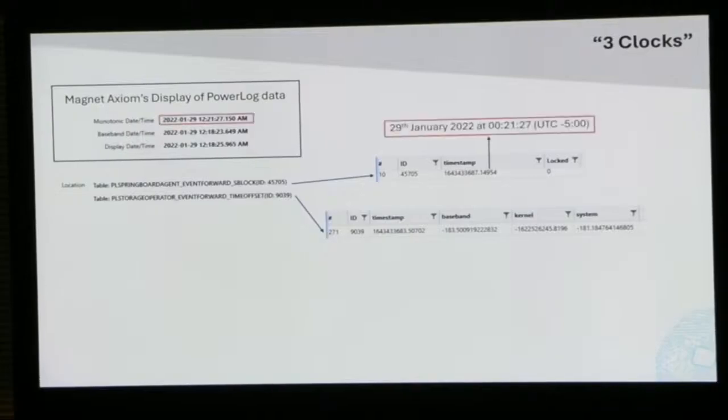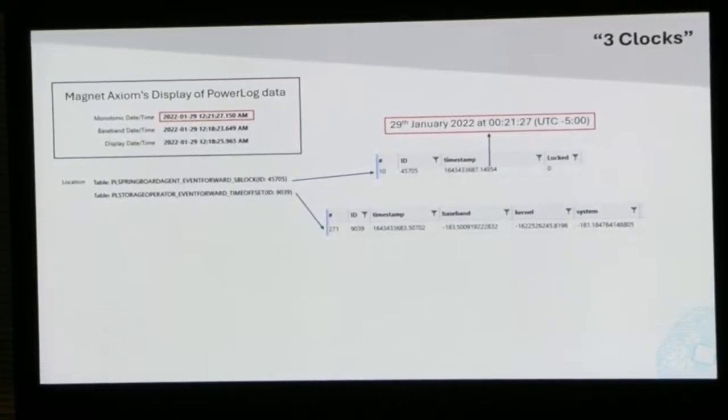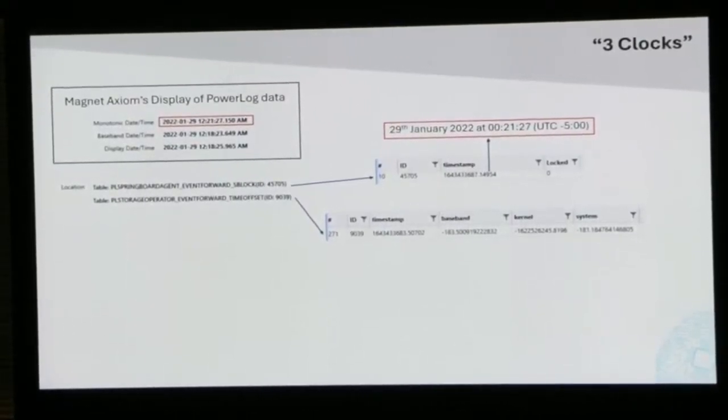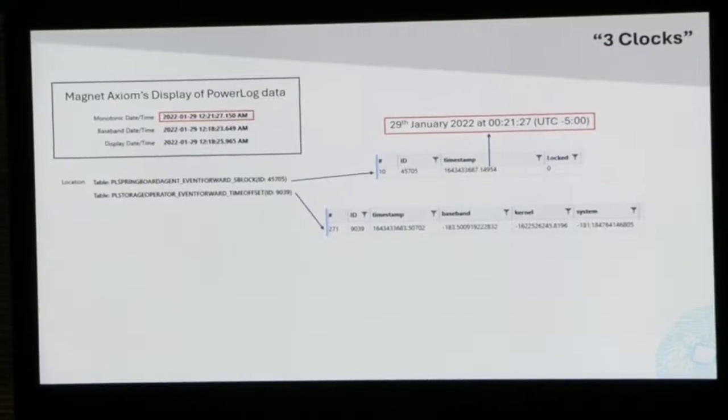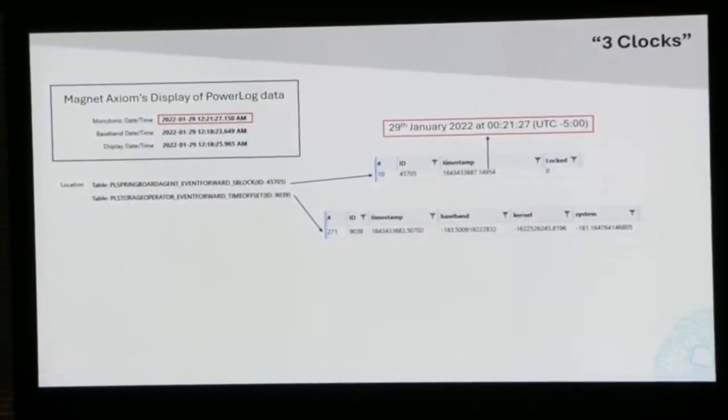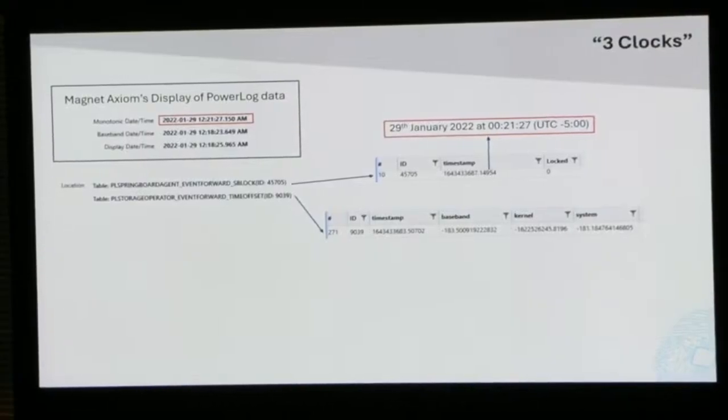So for example, if I take the timestamp that's shown here, the 1643 33687 number, if you treat that as number of seconds since the 1st of January 1970, it's what we call a Unix epoch. That will get you the timestamp of 29th of January 2022 at midnight, 21 minutes and 27 seconds, once you account for the UTC -5 offset. And you'll see that that is the same timestamp that Axiom shows here as the monotonic time, 12:21:27.